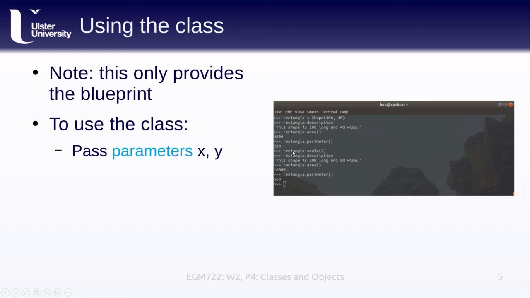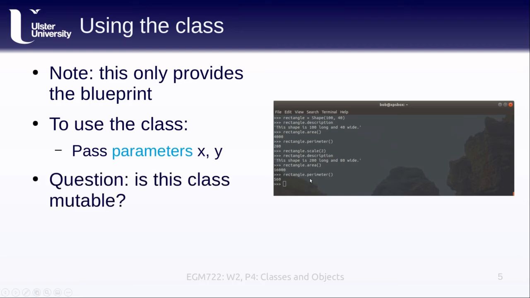used the scale method, if we look then at the description again, it has changed. We now see that the shape is 200 long as opposed to 100 long when we started. And you can also see that the area has changed and the perimeter of the shape has changed as well. So one question for you to think about is, is this class mutable?